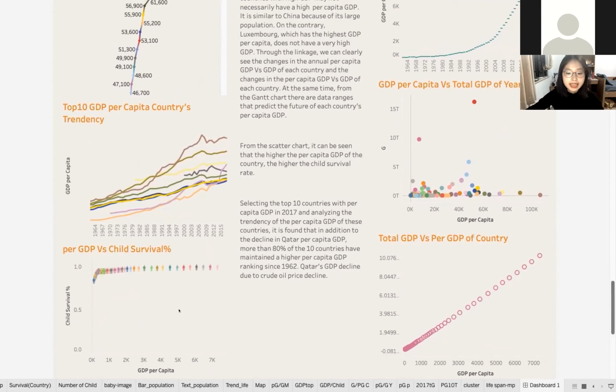From this scatter chart, it can be seen that the higher the per capita GDP of the country, the higher the choice variety.